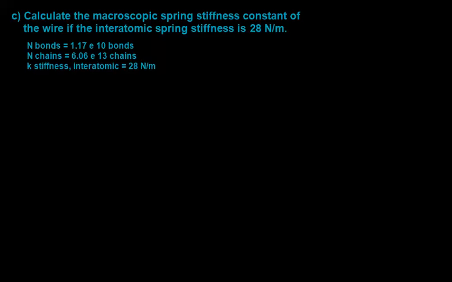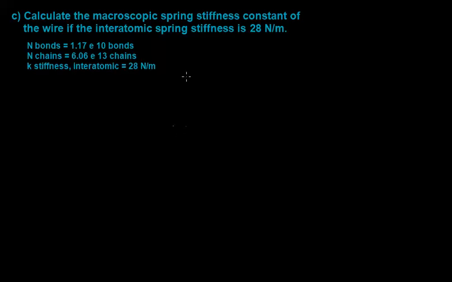So we've moved on to part C of our bonds and chains problem. And part C says for us to calculate the macroscopic spring stiffness constant of the wire if the interatomic spring stiffness is 28 newtons per meter. And wow, is that a mouthful.